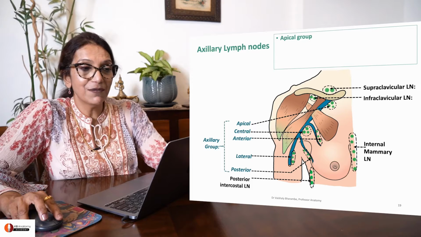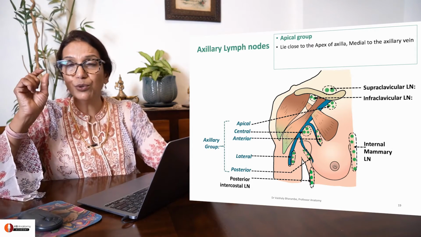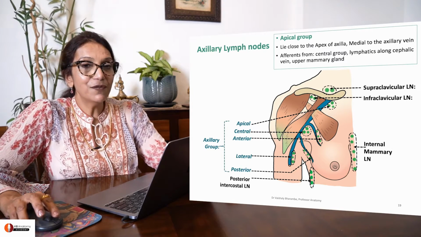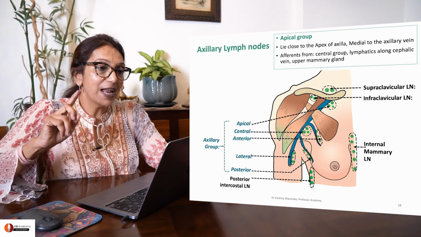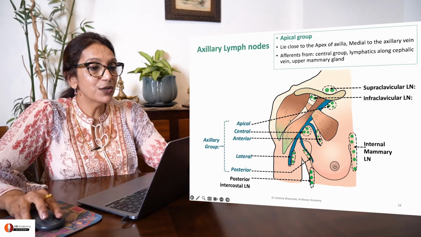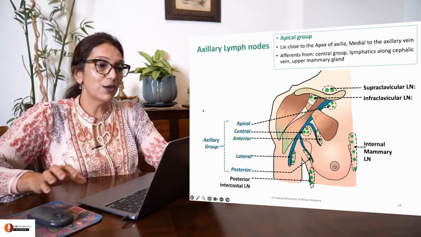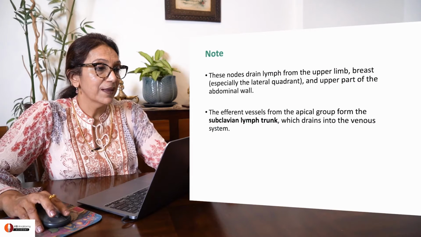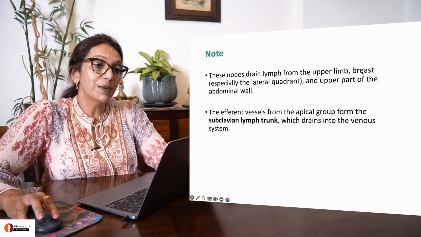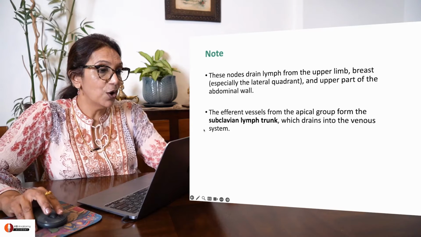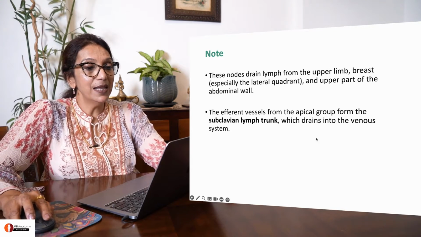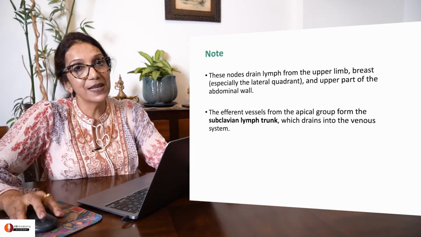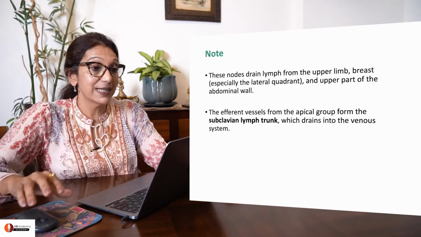Apical group of lymph nodes are found here. They lie very close to the apex of axilla, medial to the axillary vein. They receive lymph from anterior, posterior, lateral, central group of lymph nodes and also from the lymph that travels along the cephalic vein and partly from the upper mammary gland. These nodes drain lymph from the upper limb, breast, upper part of abdominal wall. The efferent vessel from the apical group forms the subclavian lymph trunk that finally drains into the venous system. I'll show you a diagram, you will understand.